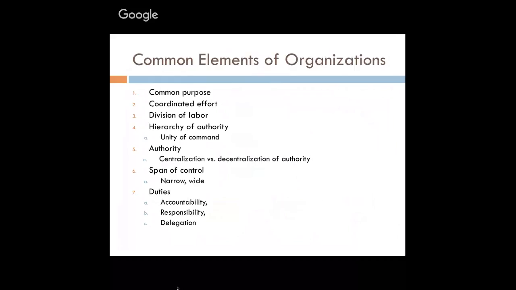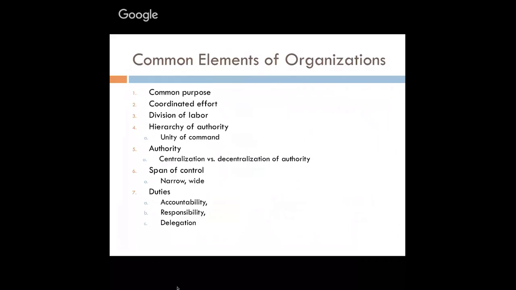Finally, let's look at the duties. What do we mean by duties? Accountability, responsibility, and delegation. These are the 3 concepts that are really important. And a lot of times people confuse them. Accountability refers to managers' justification, right? So managers must report and justify work results to the managers above them.